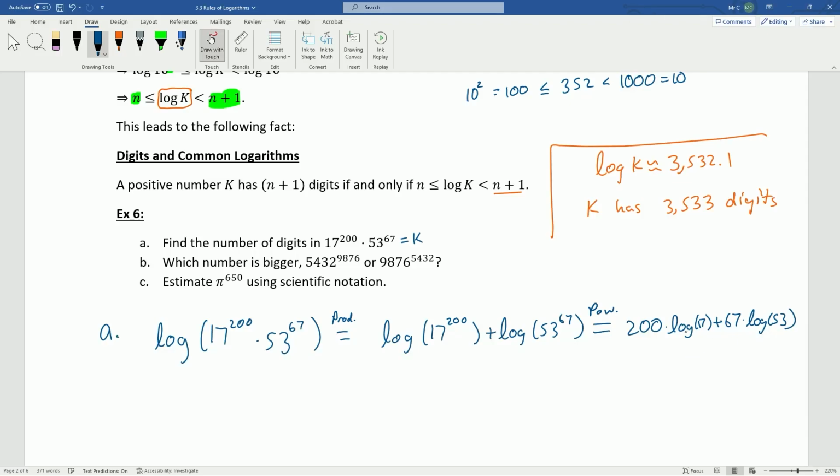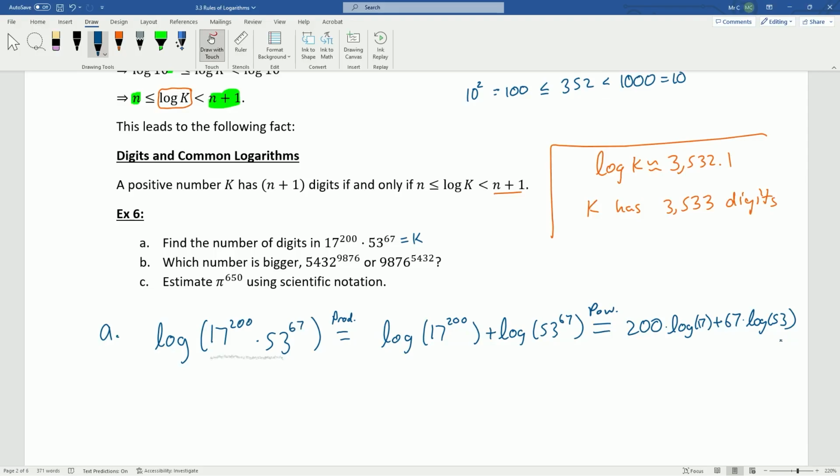So why does this make such a difference? Because your calculator, if you're writing it in this form, has to first compute this huge number and then take the logarithm. This number is gigantic. It can't handle this number. But using our product properties and our power properties, we can turn this into numbers that are much smaller and easier to compute. Even though they have the same value, it's the order of operations issue that first your calculator would have had to do this, and it can't do this on its own. So we use our properties to rewrite this, get 200 log of 17 plus 67 log of 53.